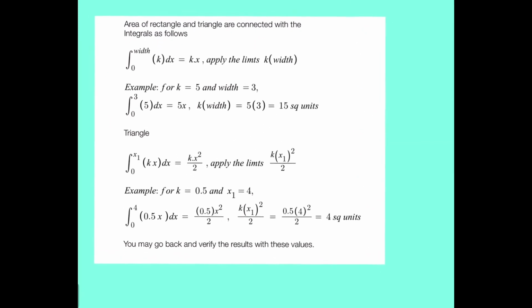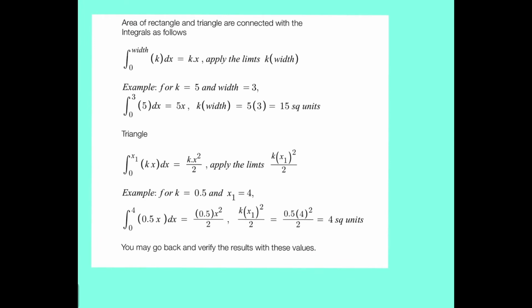Now we summarize this. So area of rectangle and triangle are connected with integrals how? With limits 0 to width, k times x is the integration, and when you apply the limits, k is the constant value which is given by the height of the rectangle, and the width is given by the x values. So if the width is 3 and the horizontal line is 5, we can say the rectangle is 15 square units. That's very basic, and we have done it with the help of integration here.